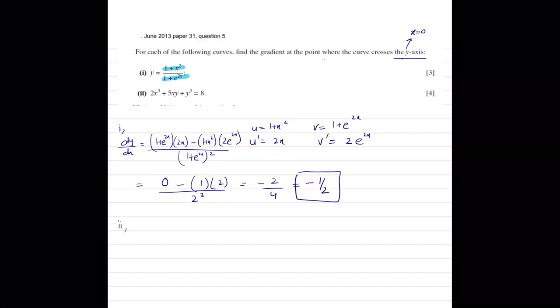Okay. The second part has an implicit equation. So the derivative of 2x cube is going to be 6x square. For the derivative of 5xy, again, I'll have to use the product rule to differentiate this.